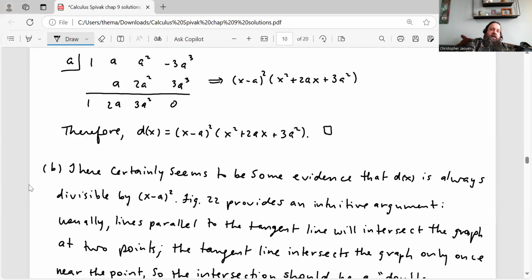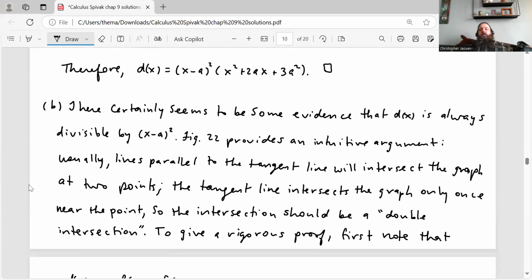All right, part B then says there certainly seems to be some evidence that d of x is always divisible by (x minus a) squared. And he says figure 22 provides an intuitive argument. I won't show the picture here, but it's in the book. Usually lines parallel to the tangent line will intersect the graph at 2 points. The tangent line intersects the graph only once near the point, so the intersection should be a quote-unquote double intersection.